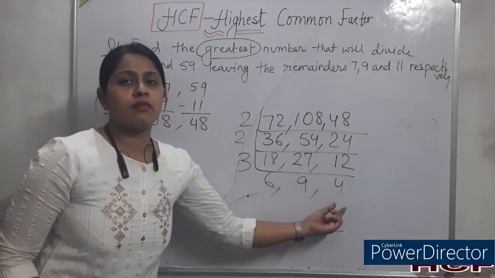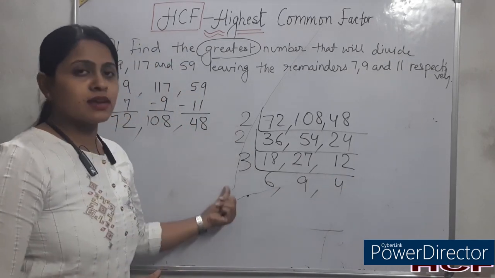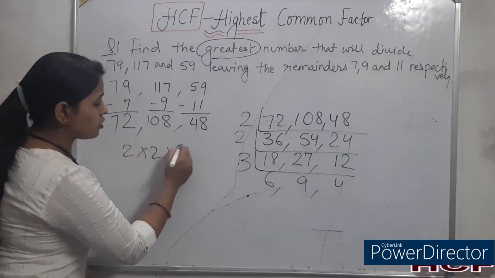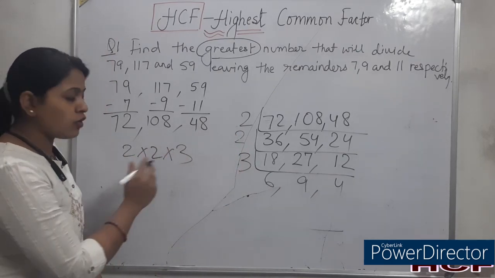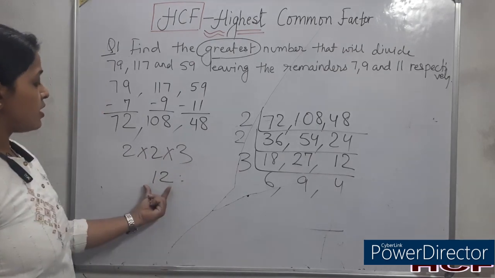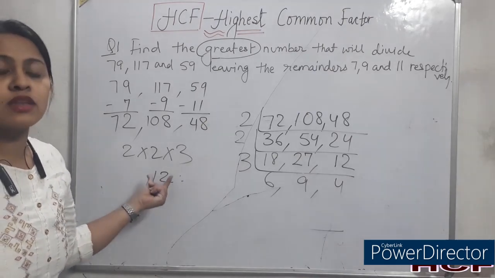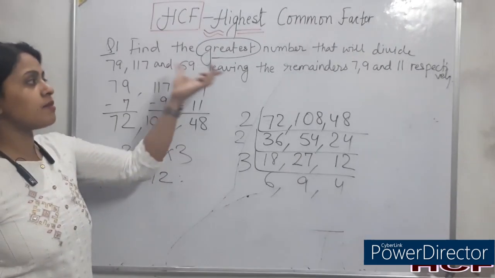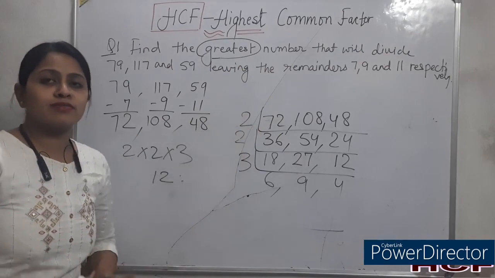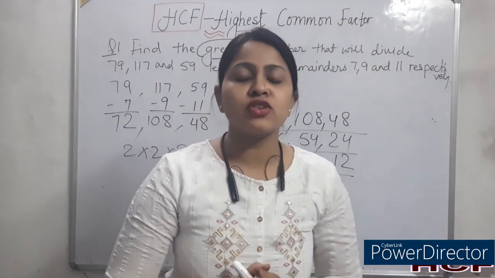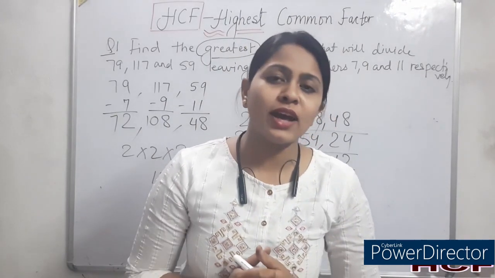Now there is no common factor. So this is the result, 2 into 2 into 3. That is 2 into 2, 4, 4 into 3, 12. 12 is our result. That is, we can say that 12 is the greatest number that will divide the given numbers, leaving the remainder respectively. Okay. So in this way we can solve the word problems related to HCF.